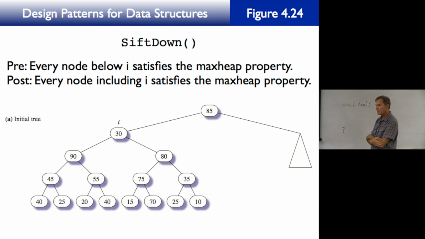Do you see what would happen? Let's just imagine that in figure 4.24a, instead of the node having 30 in it, suppose it has 60 in it. Well, what would happen? We would compare the 90 and the 80 and the 60, and this would switch with the 90. But then we would compare the 60 with the 45 and the 55, and we're good. So that's a scenario in which it would stop before it gets all the way to the bottom.